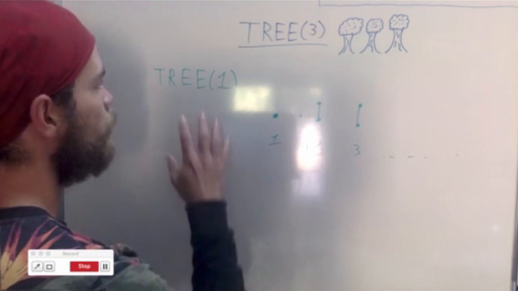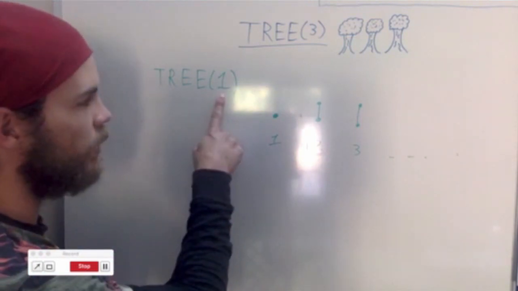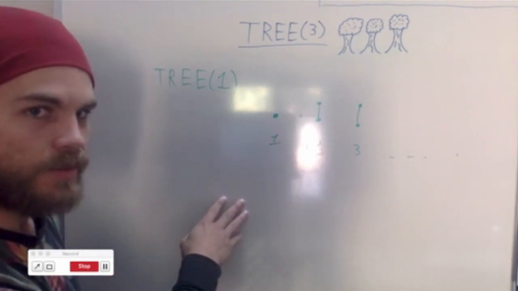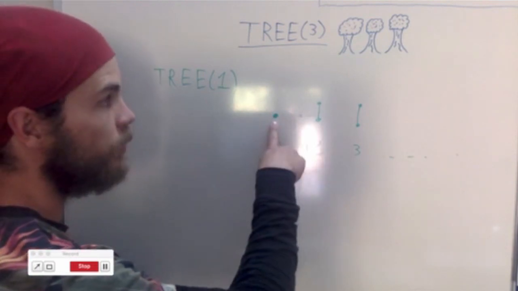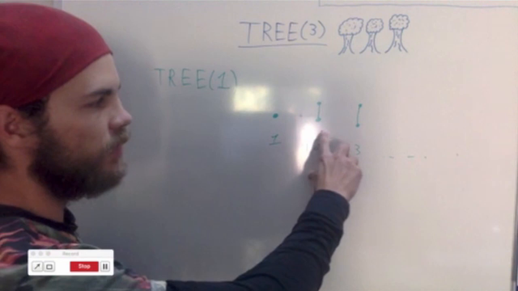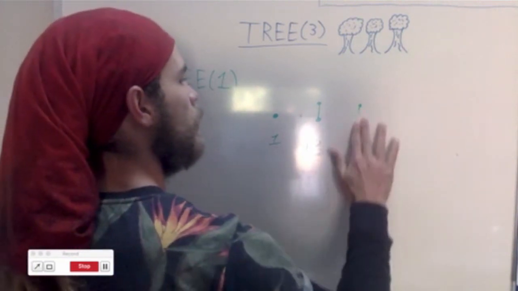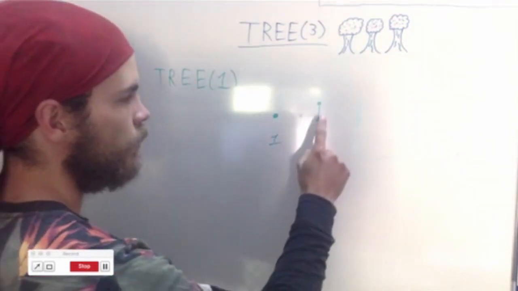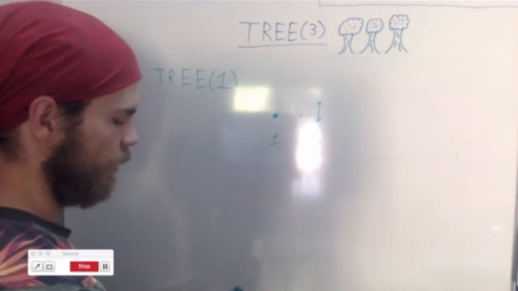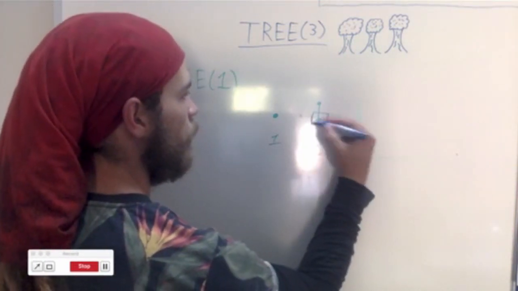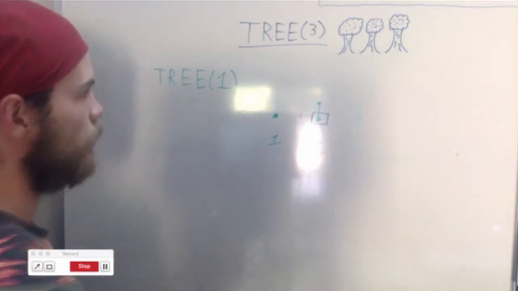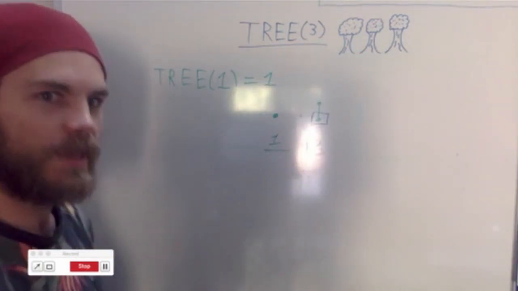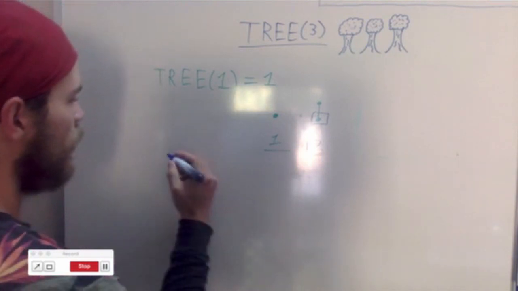But the rule is that the 1 means that you can only use 1 color, and the other rule is that the game ends once one of the previous trees can be fit inside one of the following trees. So if we look here at TREE(1), we're only using 1 color. First one needs to be 1. Second tree, we can fit the first tree in there, and the game ends. So we know that TREE(1) is equal to 1 because we could only make 1 tree without the game failing.